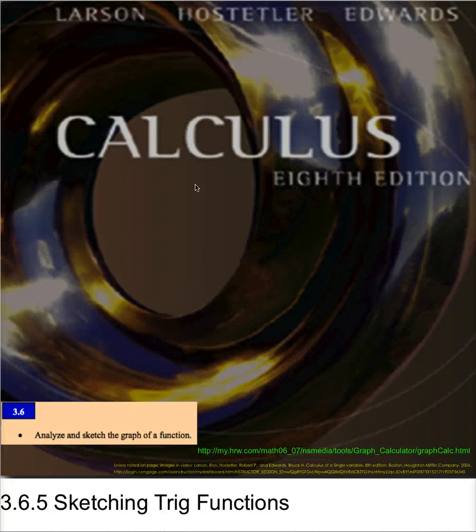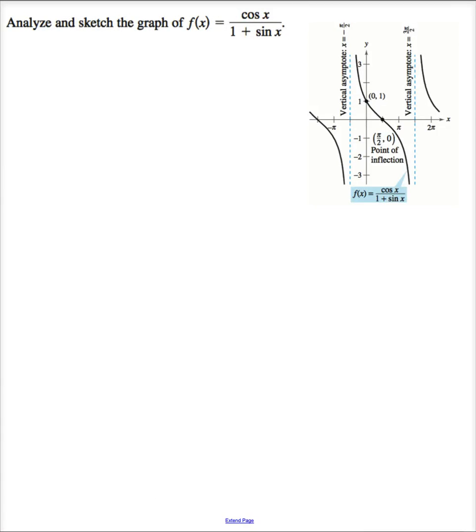Now let's look at what happens when we sketch trig functions. There's one or two other things we need to check when we're doing trig functions. The first thing you need to check is the period. So if I have the function f of x is cosine of x divided by 1 plus sine of x, I see this whole function has a period of 2 pi. So if I can pick just the right interval that has a width of 2 pi, then everything else is just going to repeat.